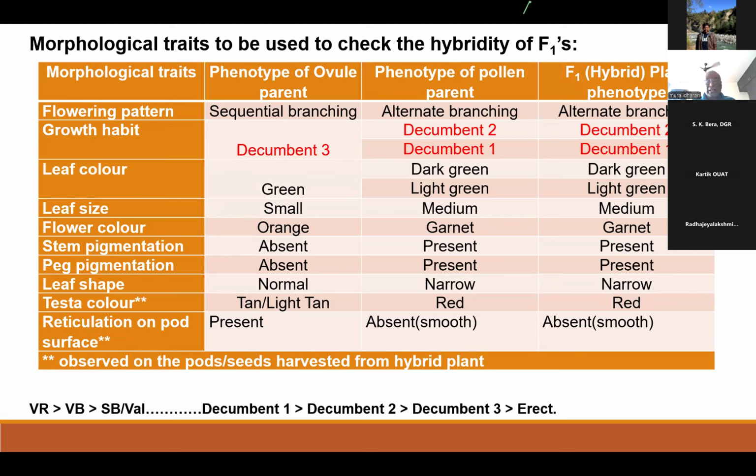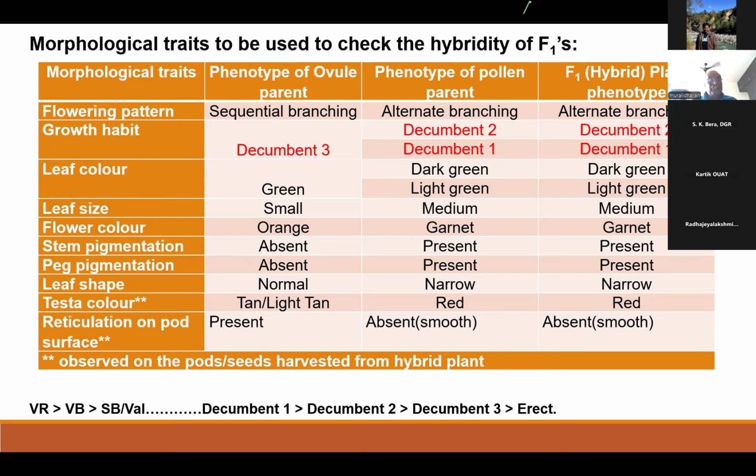Pigmentation: stem pigmentation absent in the female parent and present in the pollen parent, that F1 will have that stem pigmentation. Pod pigmentation also like that only. The leaf shape, normal leaf in the female parent and narrow leaf in the pollen parent, the F1 will have narrow leaves. Testa color, tan color crossed with red color, again we'll get red color. Reticulation on pod surface, present, absent. Absent is dominant. And you see that Virginia runner is dominant over Virginia bunch, which is dominant over Spanish bunch and Valencia bunch. In other words, decumbent 1 is dominant over decumbent 2, dominant over decumbent 3, over erect.